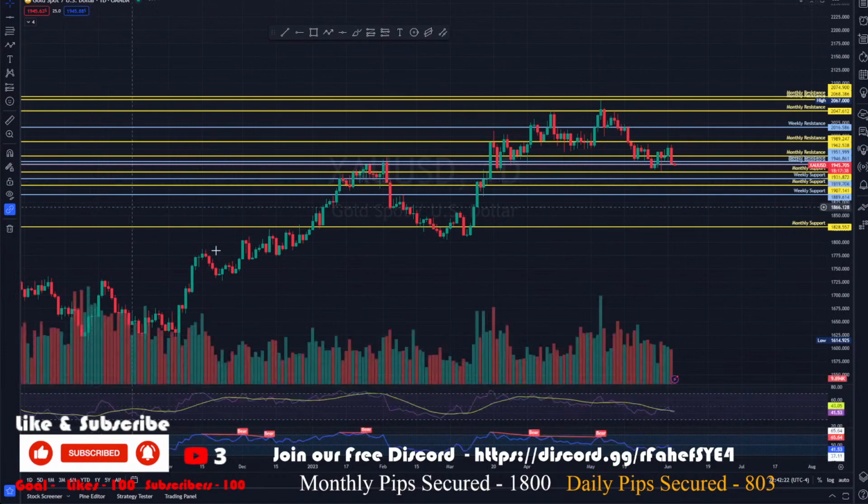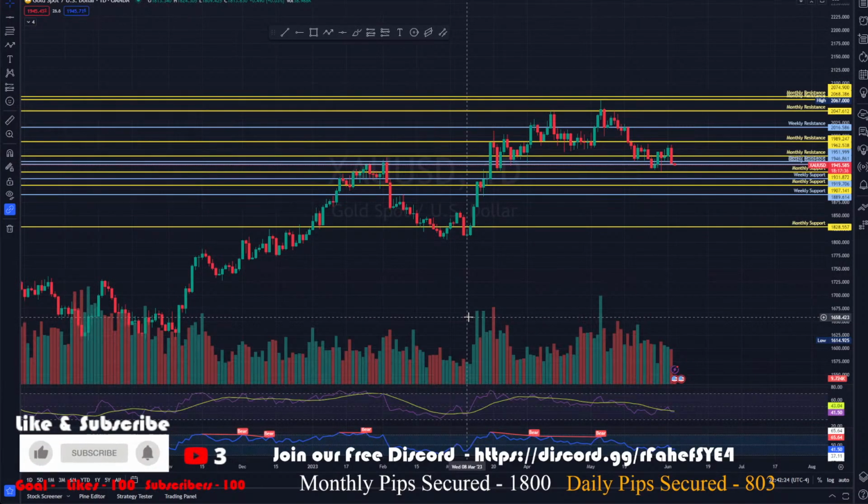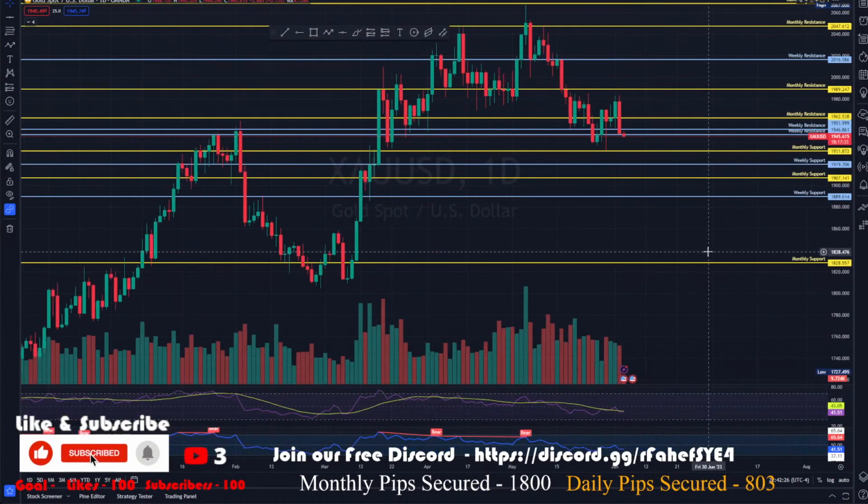Now we're going to go into daily. And now we're going to look at how much of it is being respected, right? So we drew this weekly resistance area. Price struggled to close above on the daily. Next day we go up.